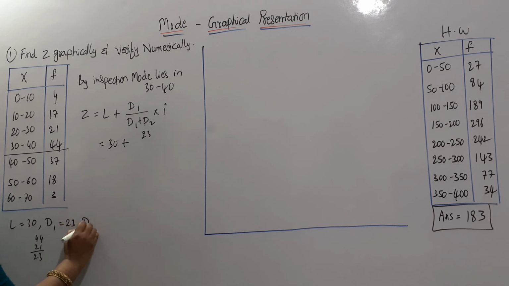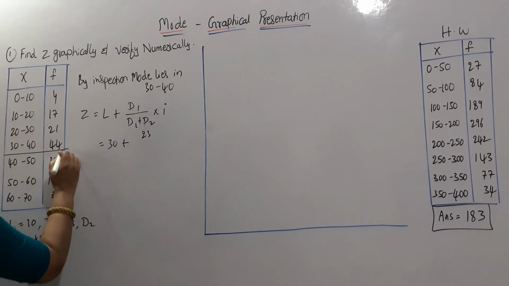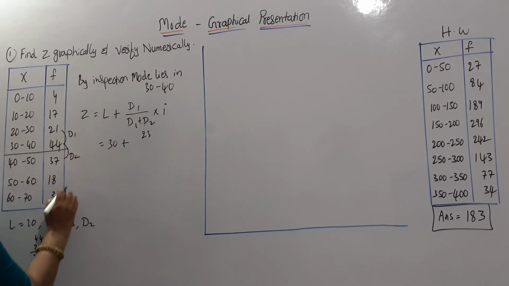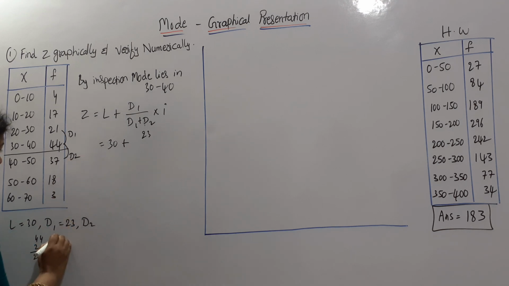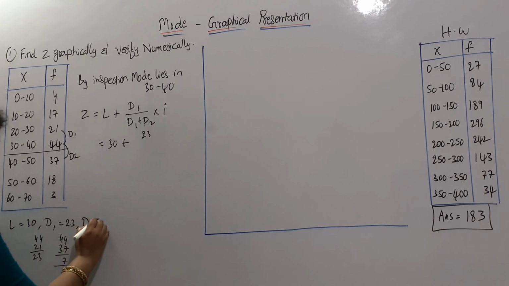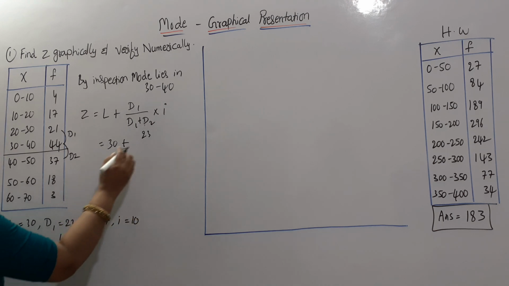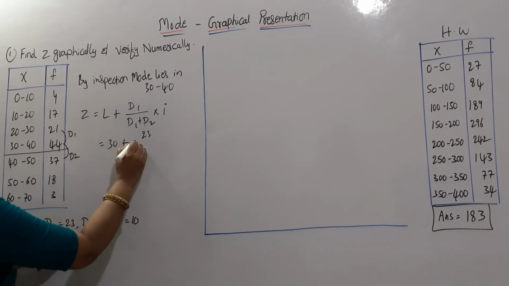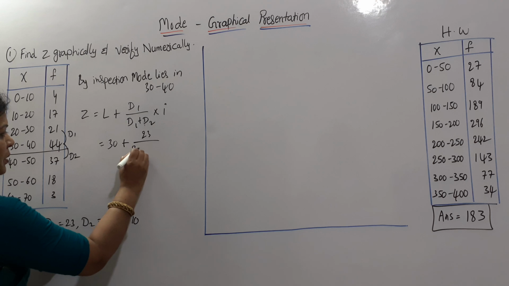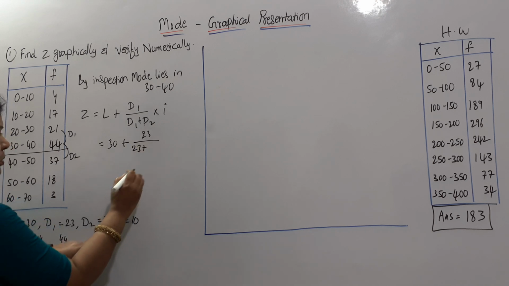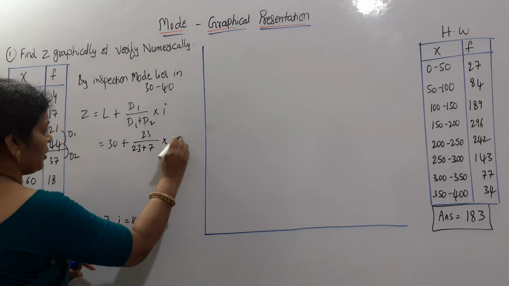In the same way D2. D2 means 44 minus 37. We have already learned, right? So this is D1 and this is D2. So D2 means 44 minus 37 comes to 7. Okay. So D2 is 7. I is here 10. Apply it in the formula. D1 is 23 by D1, again D1 23 plus D2. D2 is 7 into I 10. Calculate it.